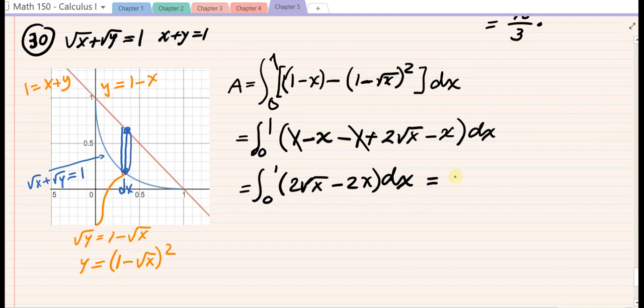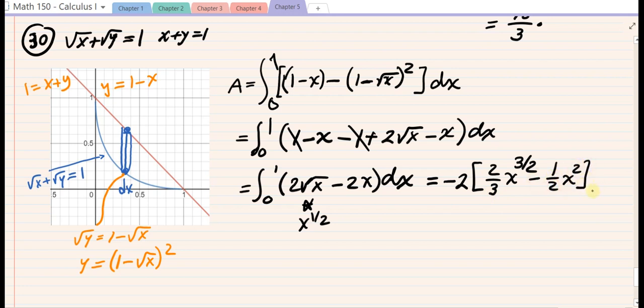And we can now integrate this one. Factor the -2, by the way, if you like. And the integral of root x, remember that's x to a half. That becomes 2/3 x to 3/2, right? And the one next to it is just x, so the integral of that is -1/2 x squared, evaluated from 0 to 1.